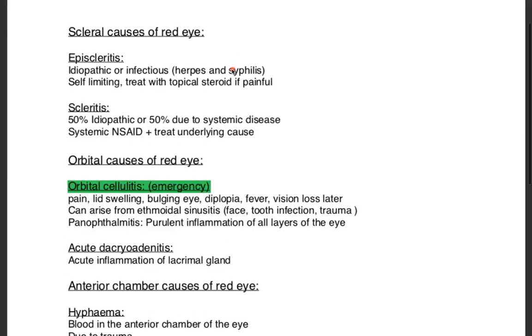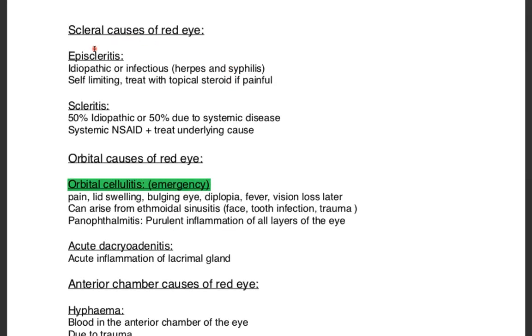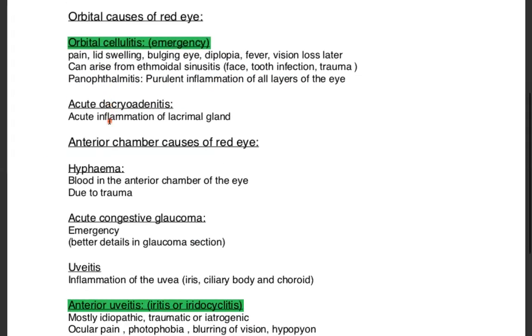عندنا تاني scleral causes of red eye. عندنا episcleritis وscleritis. Episcleritis إحنا sclera is divided to episclera or sclera. Episcleritis is usually idiopathic or infectious with the self-limiting. We don't worry about it too much. Scleritis though, we worry about it. ليه? You're gonna have to treat it or treat the underlying cause. I don't want you guys to worry about scleritis or episcleritis too much. We'll just move on. تمام.